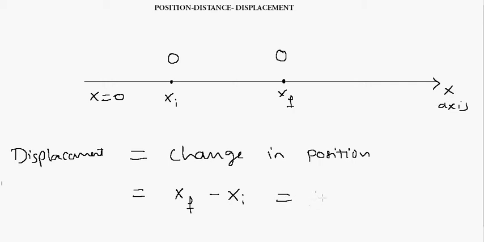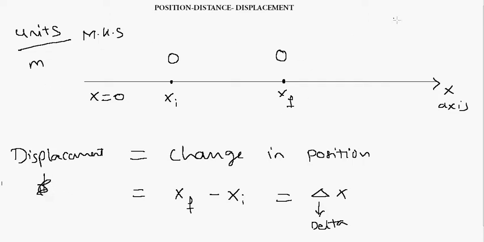This is denoted by delta x. Delta x is the notation that we use to indicate change in position, displacement. And displacement also has the same units as the distance, which is meters in MKS system. But distance and displacement are two different terms. They are not the same.